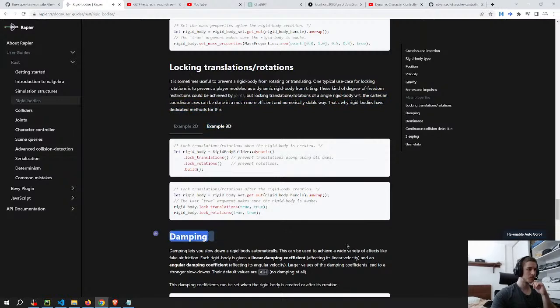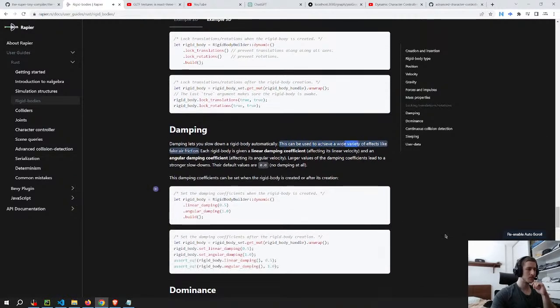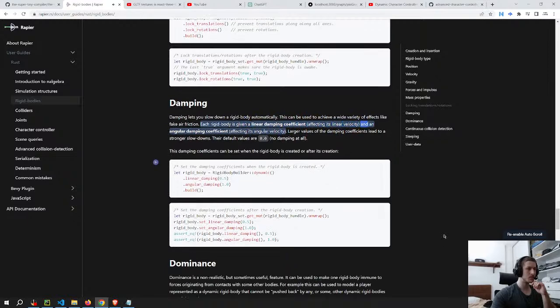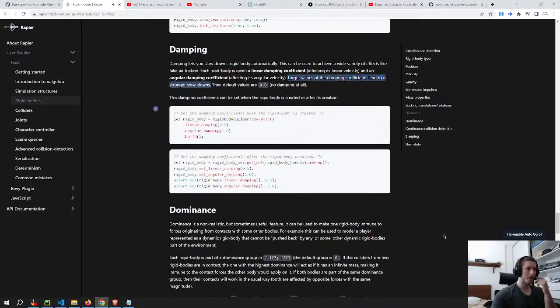Example 3D. Damping. Damping lets you slow down a rigid body automatically. This can be used to achieve a wide variety of effects like fake air friction. Each rigid body is given a linear damping coefficient, affecting its linear velocity, and an angular damping coefficient, affecting its angular velocity. Larger values of the damping coefficients lead to a stronger slowdown. Their default values are 0.0, no damping at all. This damping coefficient can be set when the rigid body is created or after its creation. Set the damping coefficients when the rigid body is created.